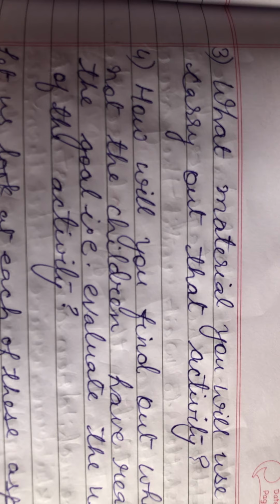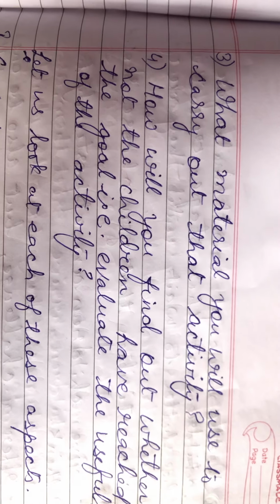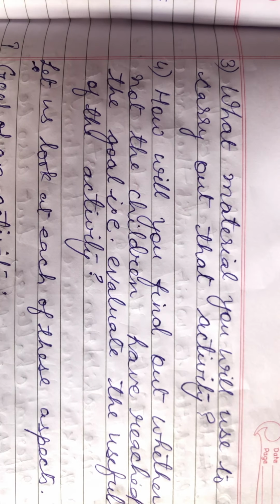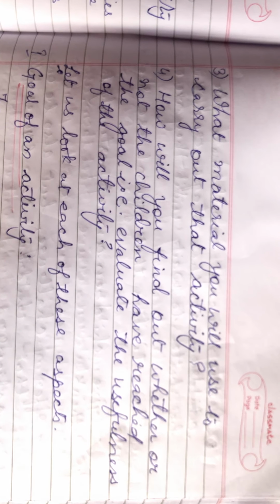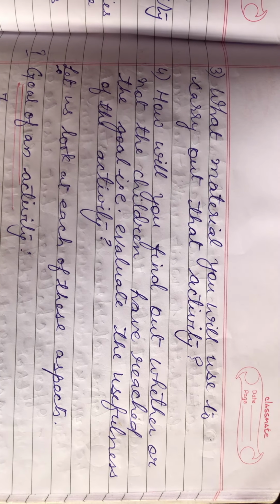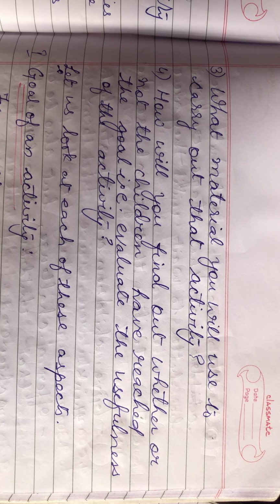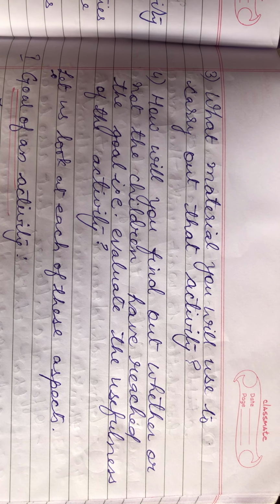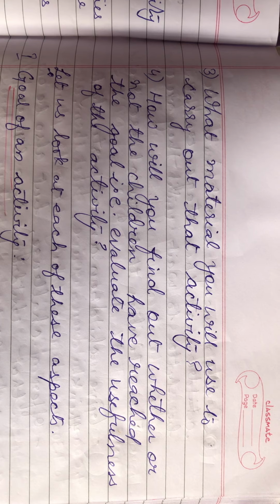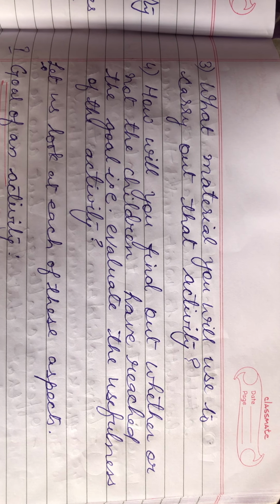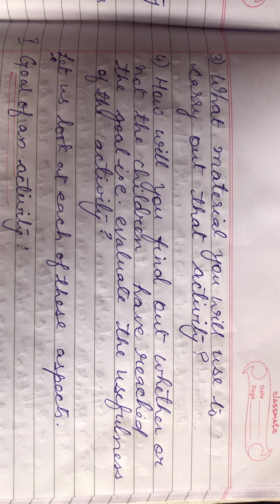Third point, what material you will use to carry out the activity. So which materials will be used? The material should not be too expensive. It should be simple, what we have nearby, or even if you buy from the market, you should not buy expensive materials to make the child understand. The child should understand from the environment itself. The material should be taken from the environment.